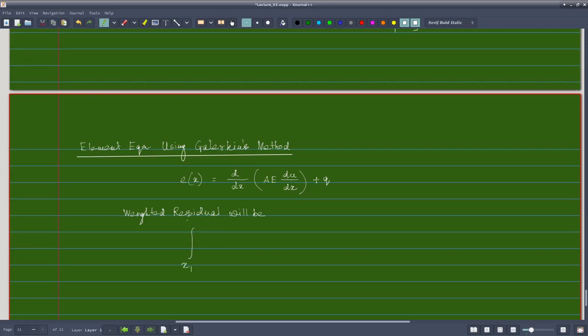So my integration will be from x1 to x2, and my weighted residual will be d/dx of AE. We'll write du dx as u dash, into ni, plus q into ni, because shape functions are my weight functions, dx, and this will be 0, right? Weighted residual will be 0.